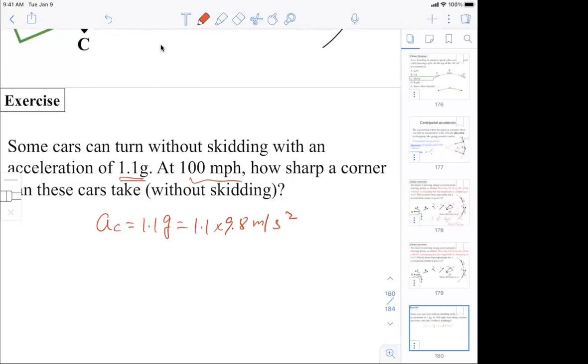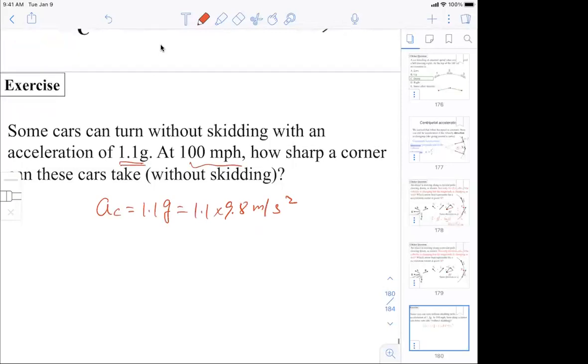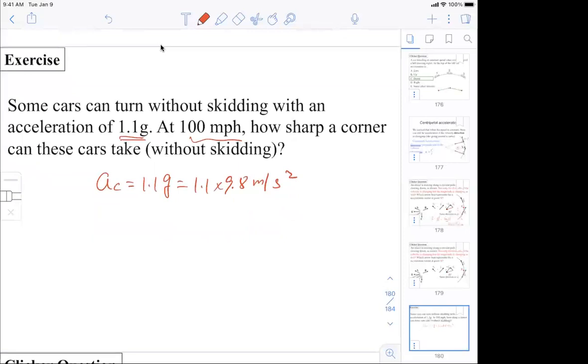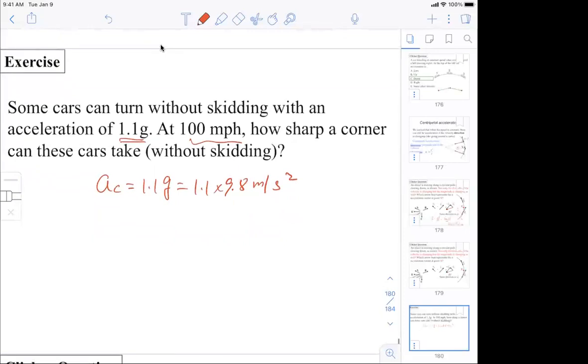At 100 miles per hour, how sharp of a corner could this car turn? Well, this is a direct application of the relationship between acceleration and velocity. So acceleration is v squared over r, the radius, right? So the radius r is going to be v squared over a. Let's plug in the given quantities.